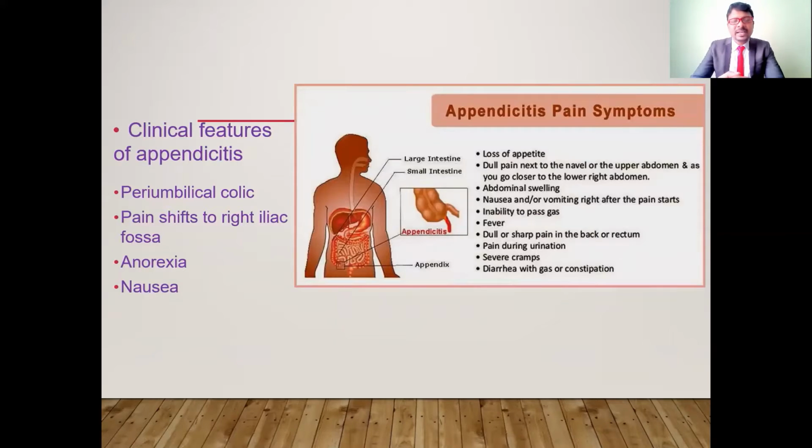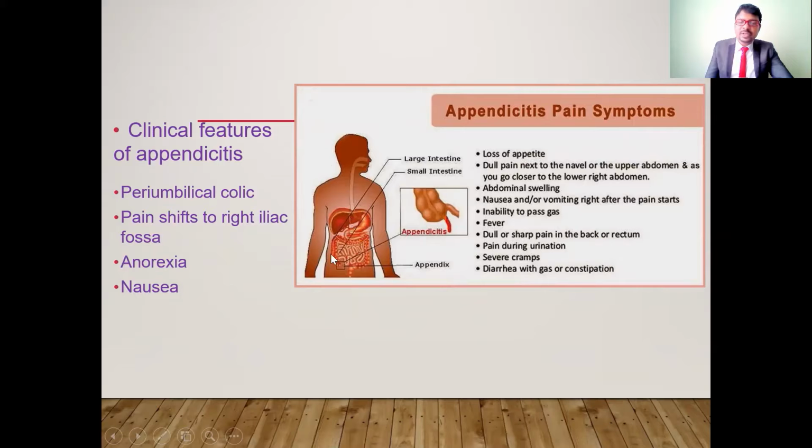So coming to the clinical features of appendicitis. These clinical features are, especially, the periumbilical colic. They are going to get severe pain in the umbilical region. It moves from the surrounding area to the umbilicus. The pain shifts to the right iliac fossa.